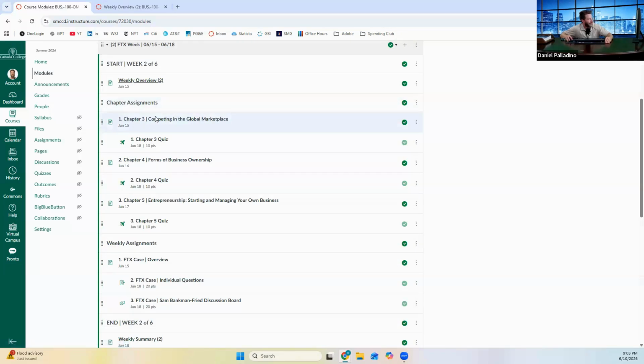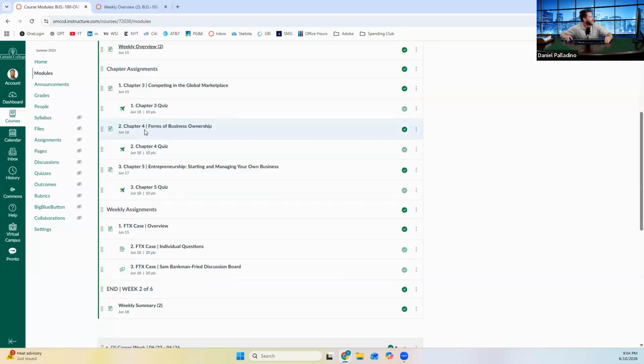Business as usual on the chapters. With chapter 3, we're talking about competing in a global marketplace: globalization, trade, forms of business ownership. Chapters 4 and 5 are kind of dovetailing on the entrepreneurship conversation from week one. Technically, we're still in week one, but we're on to chapter 2. So chapter 2 is going to add more layers to that. It's going to talk about types of business ownership.